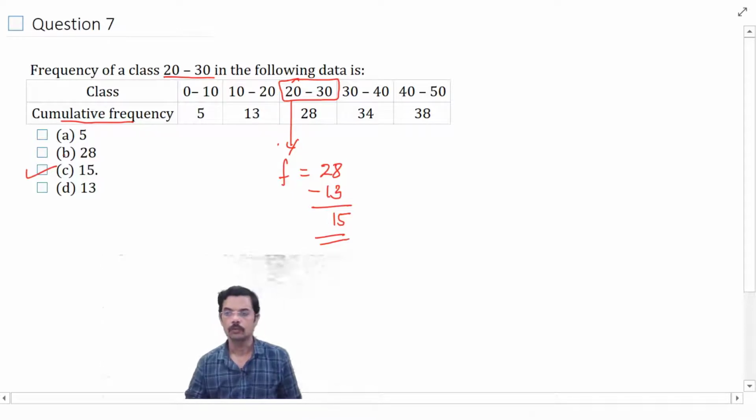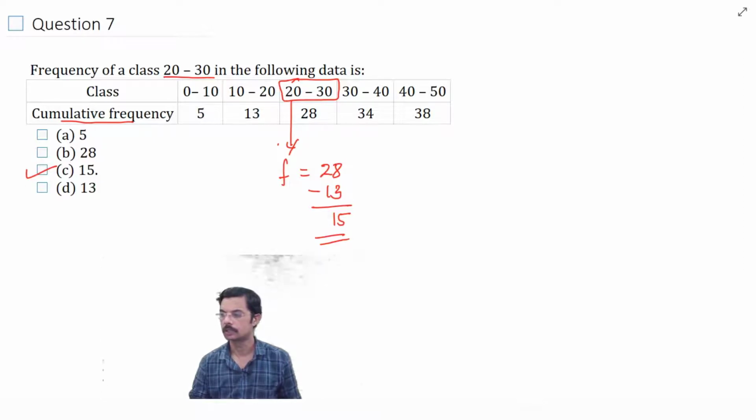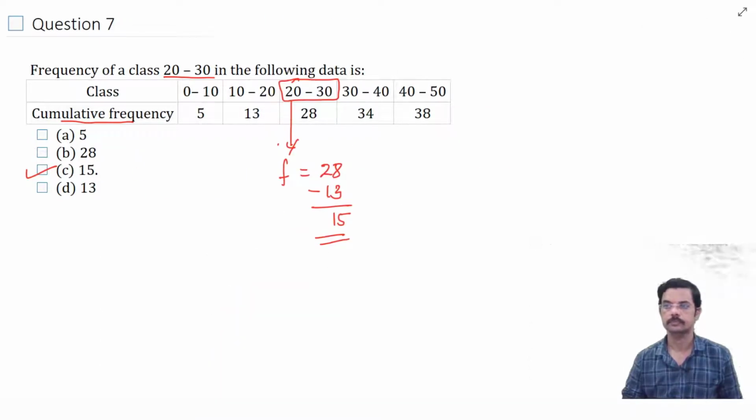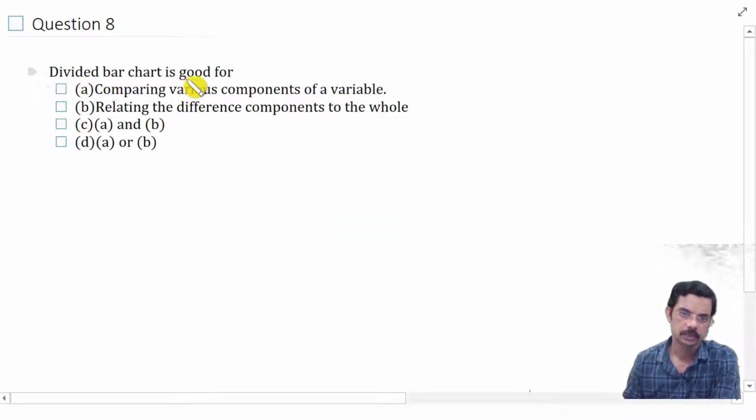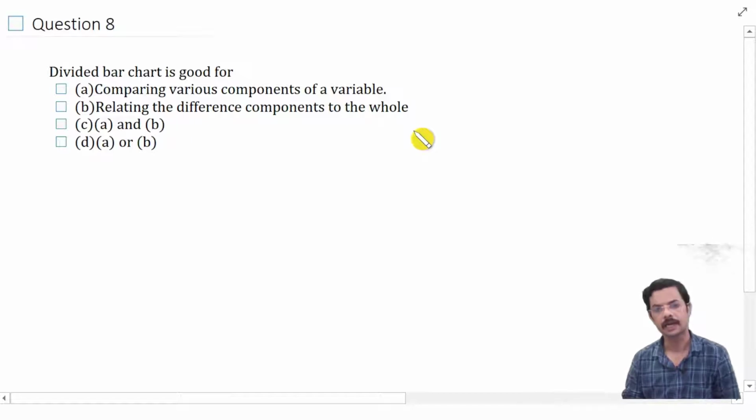Now let us move on to the next question, question number 8. Divided bar chart is good for what purpose? For comparing various components of a single variable, or relating difference in components to the whole. See, when we compare to the whole, we usually use the pie diagram, right? We usually use the pie diagram.